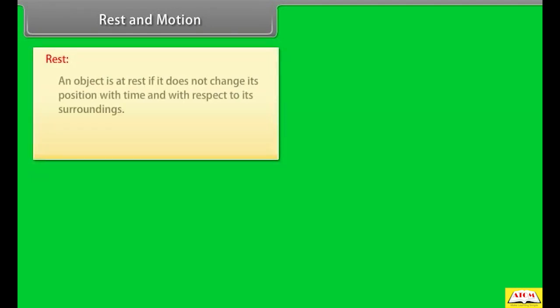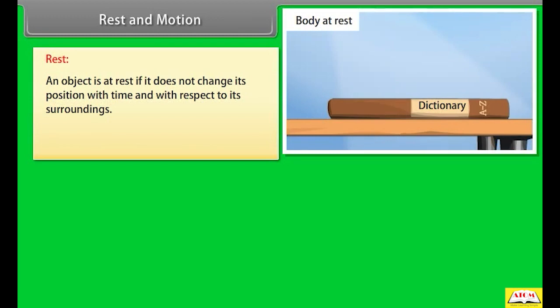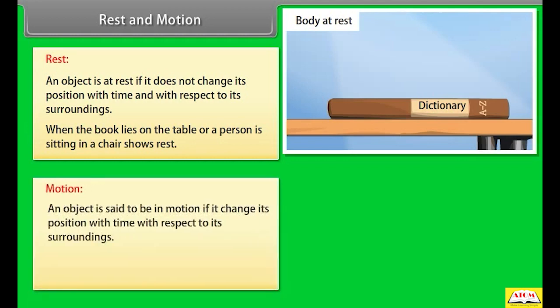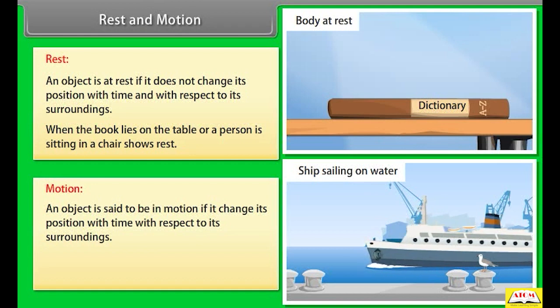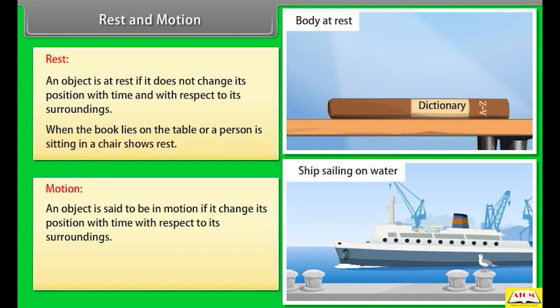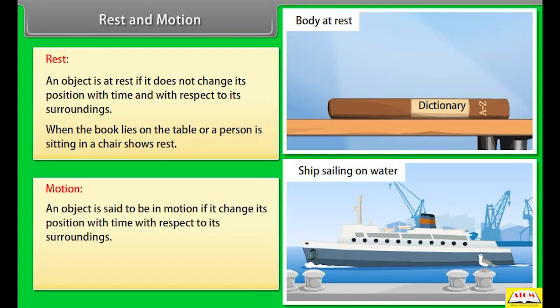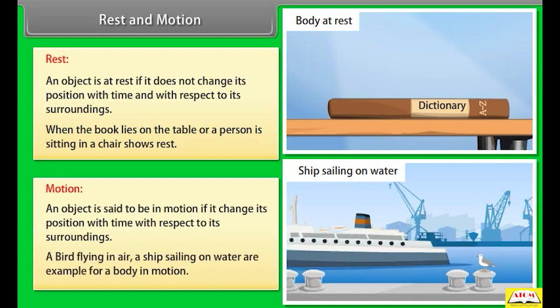Rest and motion. Rest. An object is said to be at rest if it does not change its position with time and with respect to its surroundings. When a book lies on the table or a person sitting in a chair, it shows rest. Motion. An object is said to be in motion if it changes its position with time with respect to its surroundings. A bird flying in air and a ship sailing on water are examples of a body in motion.